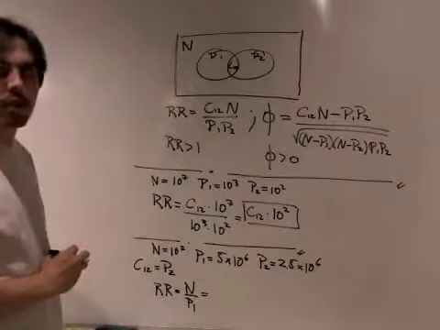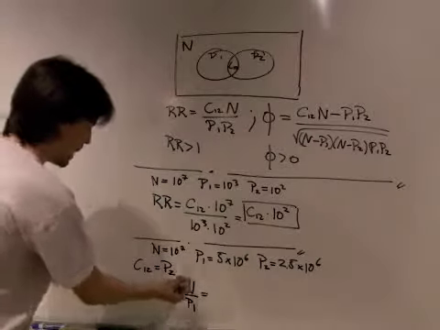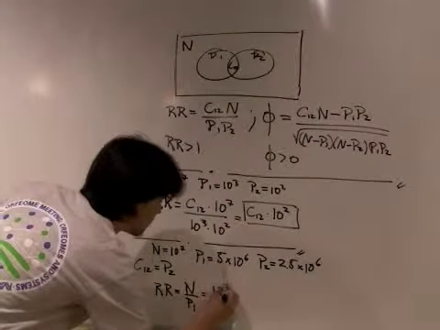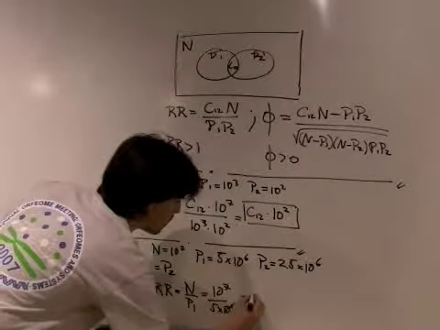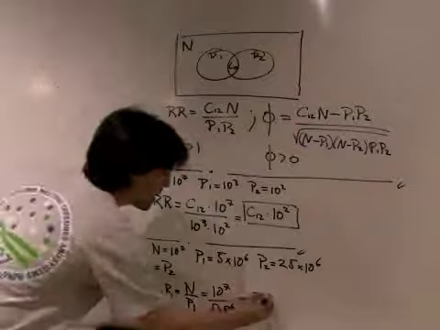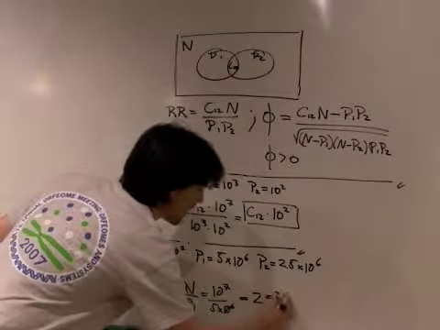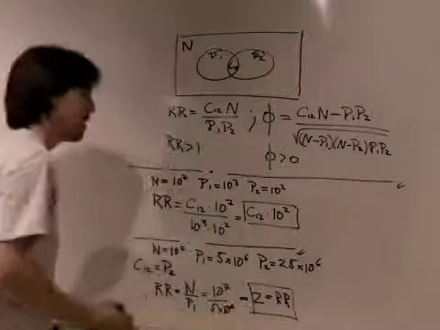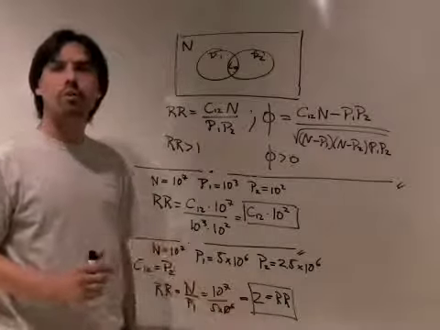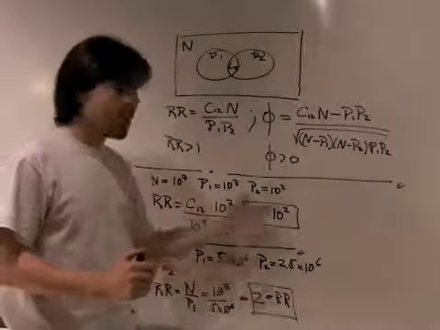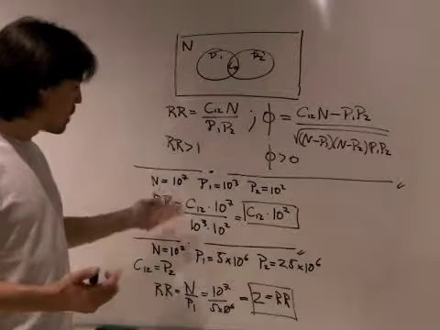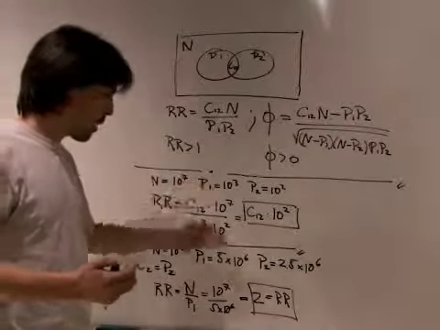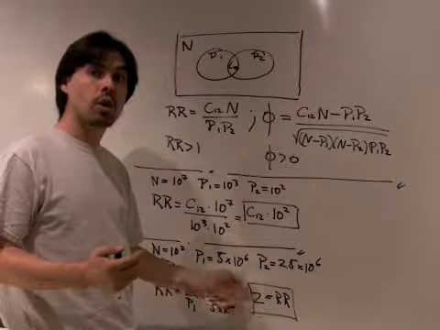That is the maximum value, and the maximum value, n divided by P1, in this case is 10^7 over 5 times 10^6, which is equal to 2. So the maximum value that the relative risk could take when you have these very highly prevalent diseases is a value of 2. So when you look at the numbers that the relative risk gives you, it's going to be biased to be high for diseases that have little prevalence, and it's going to be biased to be low for diseases of high prevalence.